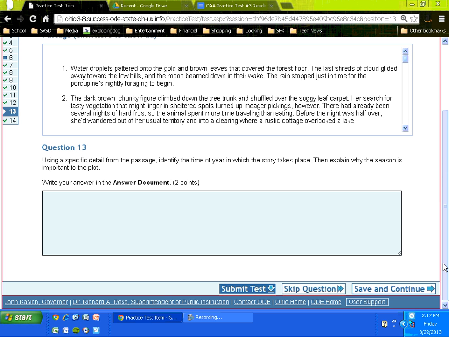No, actually, that's kind of part of the first task still. Look at the second sentence. Then explain why the season is important to the plot. So you've got to explain the importance of that season to the story, to the development of action, of content, and so on. All right, what time of year is it, Cody? Fall. Why do you say fall? Because in the beginning, it talks about the golden and brown leaves on the ground.